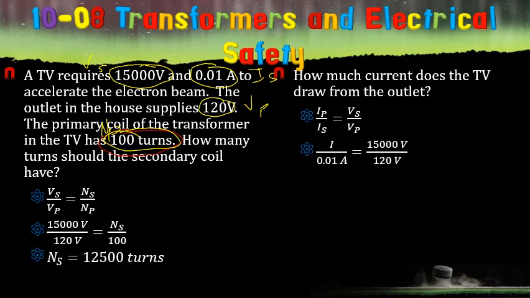Fill in the numbers. We're looking for the primary current. We know the secondary current. We know the secondary volts. We know the primary volts, the 120 from the wall outlet. Multiply by the 0.01 amps, or cross multiply and divide, and you get 1.25 amps.